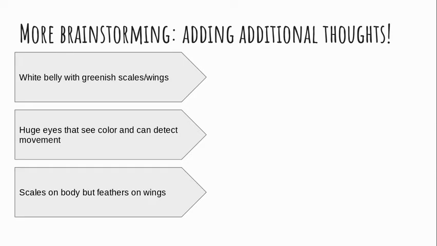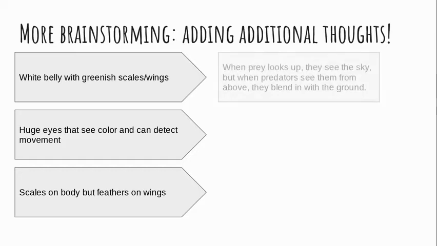Your additional thoughts are supposed to add on to the detail that they come after. So his white belly and greenish scales or wings, here's my additional thought. When the prey looks up, which means the thing they're hunting, when it looks up, they see the sky, but when the predator sees them from above, they blend in with the ground. So if they're greenish gray and something's flying overhead, maybe they won't notice it.